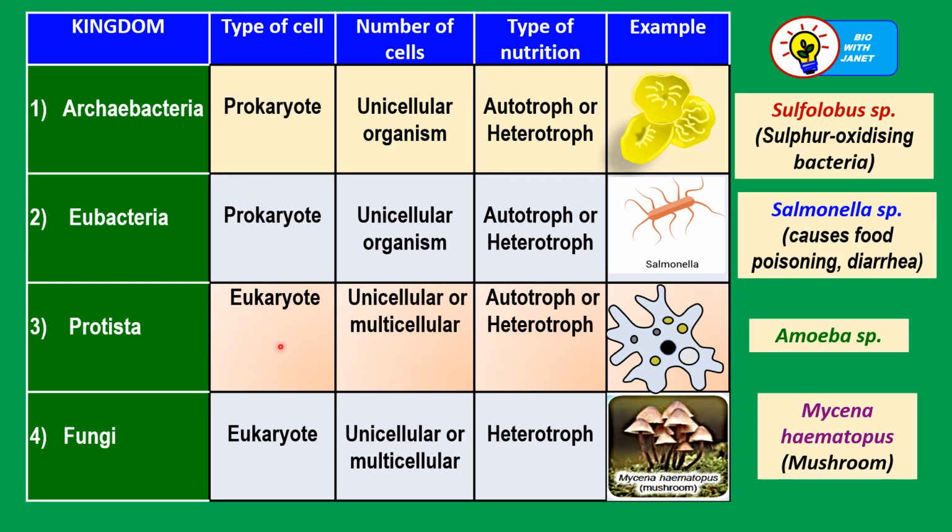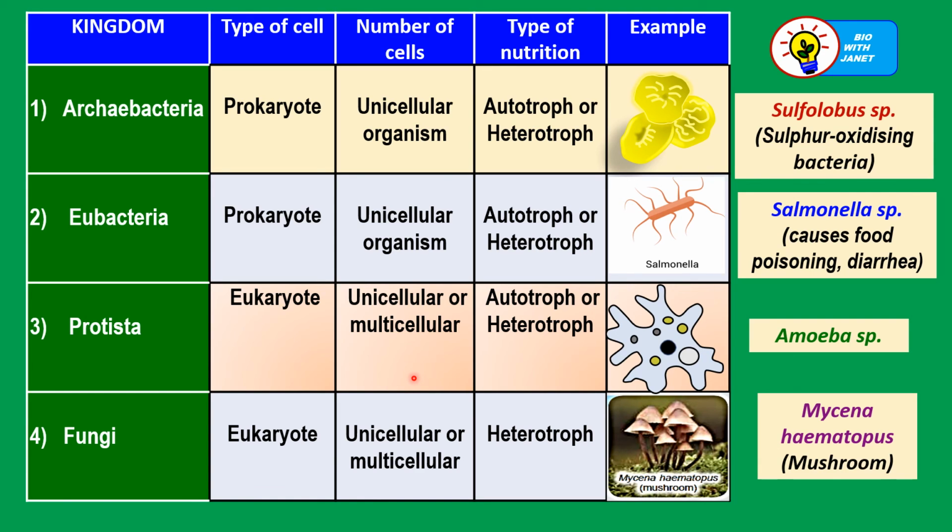Now, Protista, they are eukaryotes. That means they have the membrane-bound nucleus and membrane-enclosed organelles, right? So they are unicellular or multicellular. Now, the unicellular organisms in kingdom Protista are the protozoa and some types of algae. And then the multicellular organisms in kingdom Protista are the big algae, right, that live in the sea, the marine algae that form the seaweed. We call them seaweed, all right?